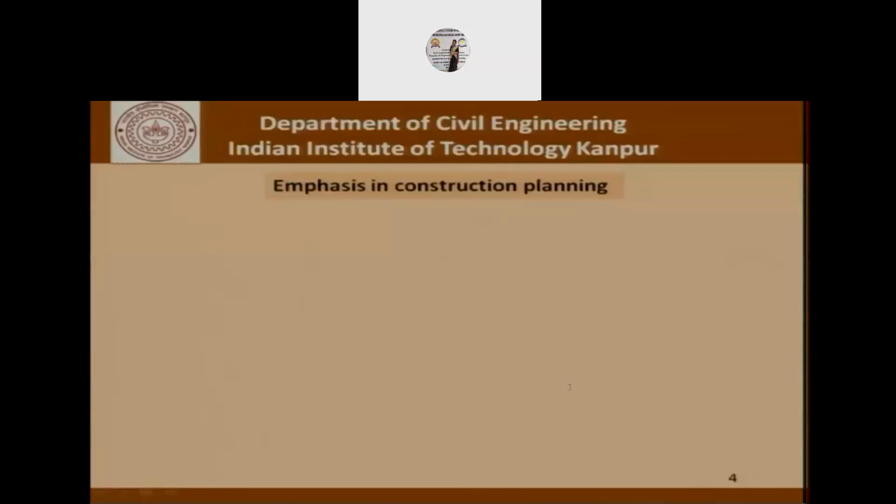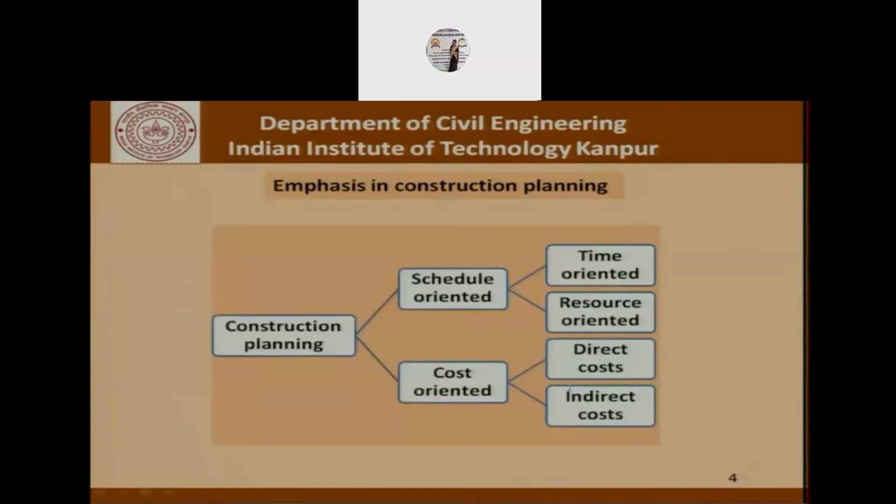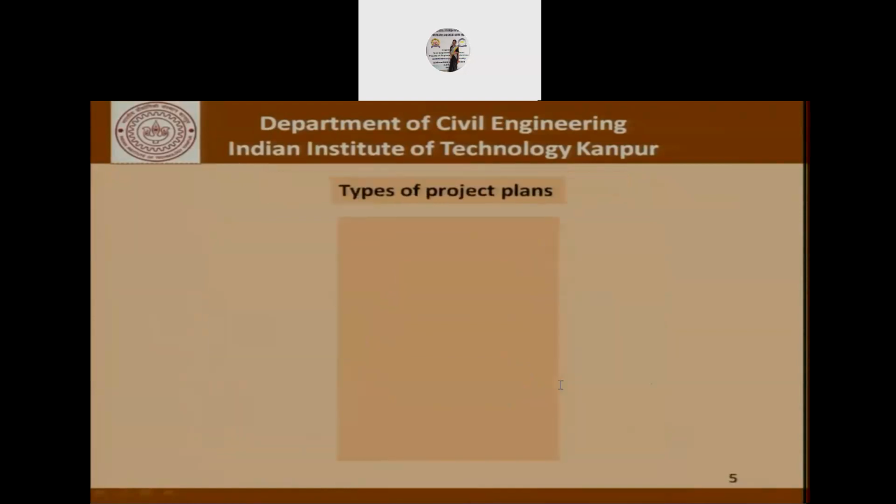Now looking at the emphasis, construction planning is either schedule oriented or cost oriented. In the schedule oriented side, we have time and resource orientation, and in the cost oriented construction planning, we are most of the time talking about direct and indirect costs associated. Now we talked about the different types of plans. It could be the time plan. So basically what we are talking about here is the schedule. How much time it is going to take to complete an activity. If we are slipping, then what should be done to recover the time, and so on.